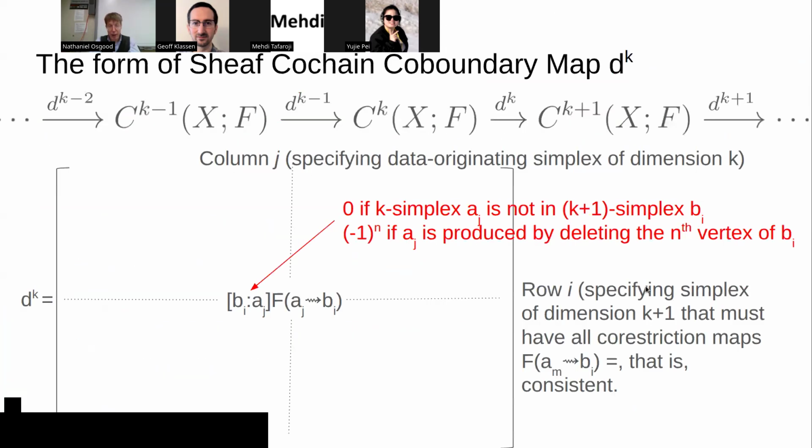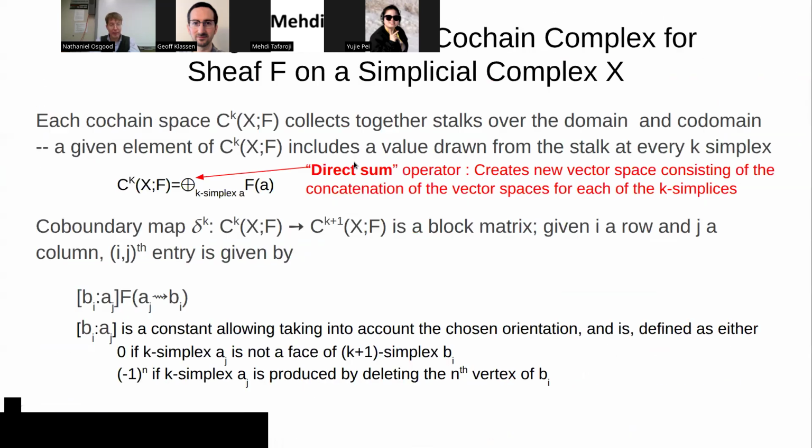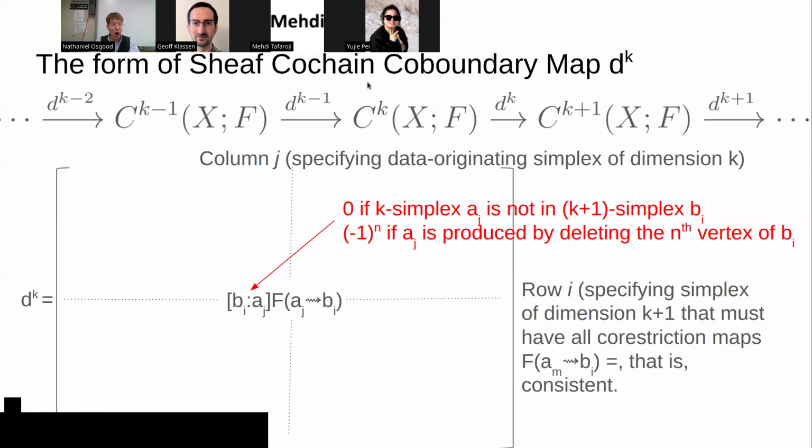What am I doing? I'm adding up the dimensions of the stalks over each of the one-simplices. And it's going to be some big number. And that's going to be the dimension of the vector space over C^k. Okay?